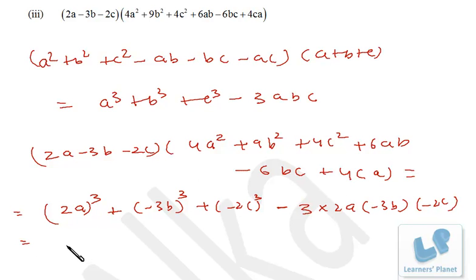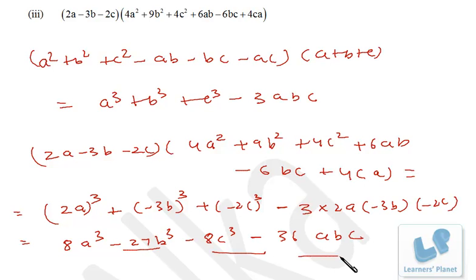Right? So this is what? 8a cube minus 27b cube minus 8c cube, minus minus minus, so minus 3 2s are 6, 3s are 18, 2s are 36abc, right? As simple as that. I hope you are clear now. Just do 2-3 sums more, and it will be really a cakewalk for you.